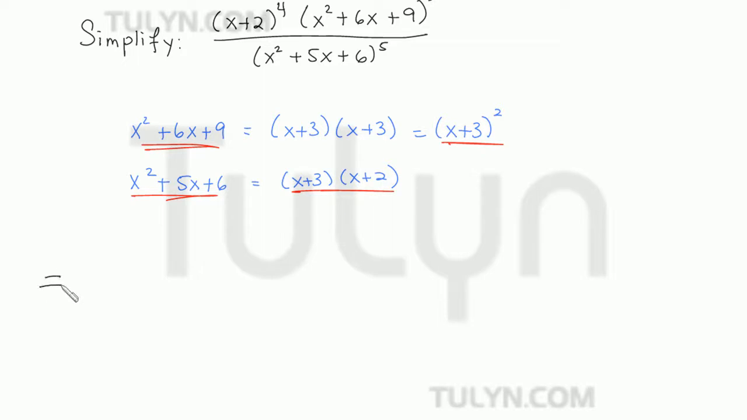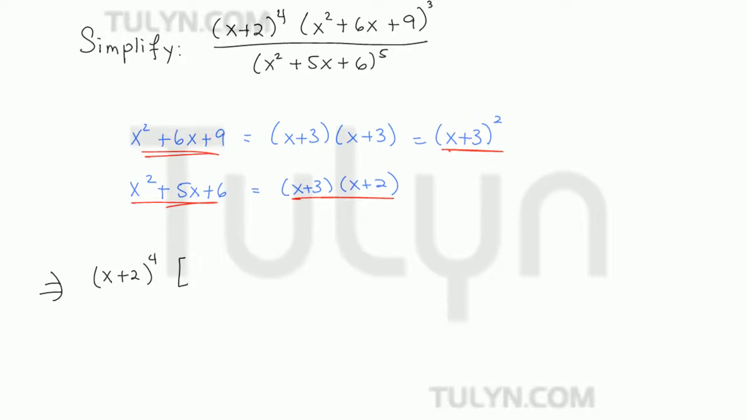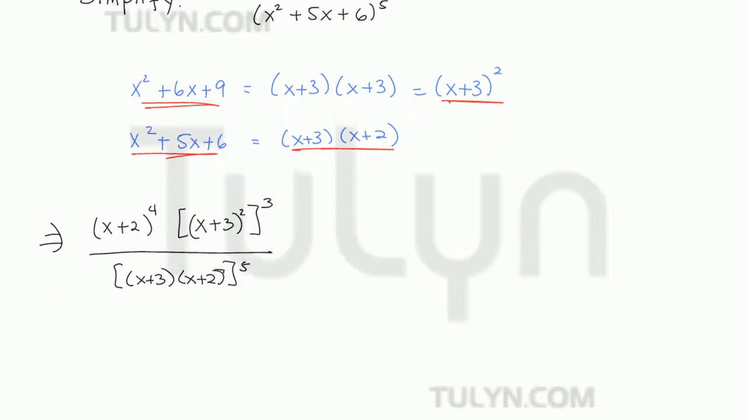So now let's rewrite it using the substitution. (x + 2)^4 stays the same, and then here you have x² + 6x + 9, which we know is (x + 3)², but that's all taken to the third power. And in the denominator we have (x + 3)(x + 2), which is all taken to the fifth power. Now, in order to simplify, we have to recall a couple of laws of exponents.